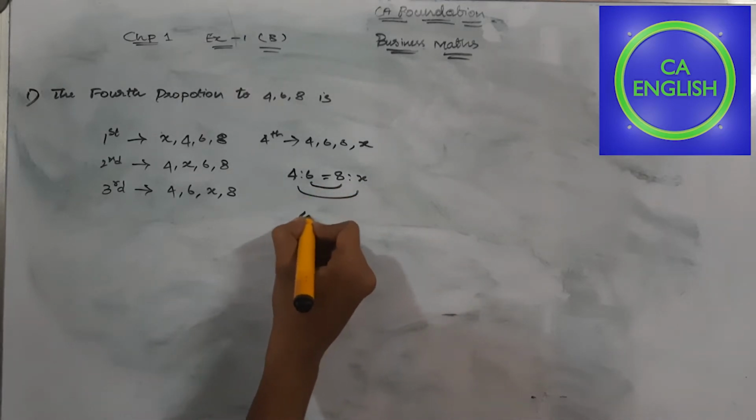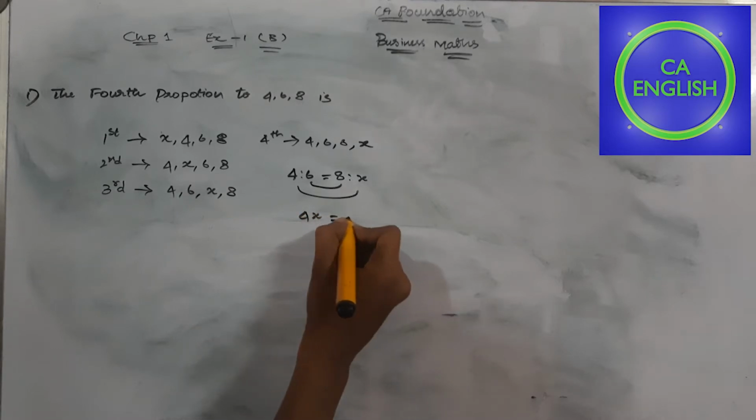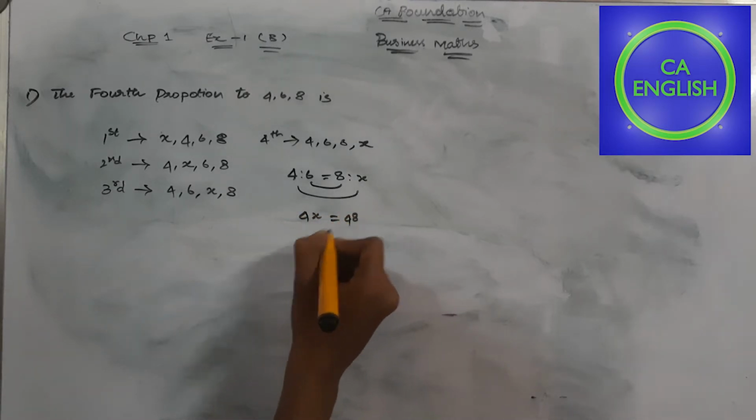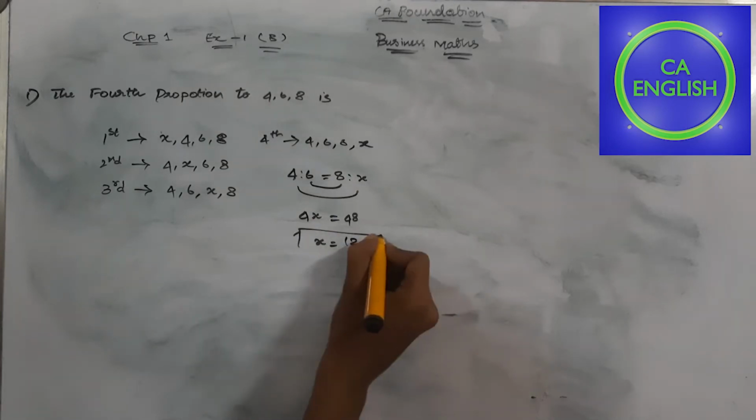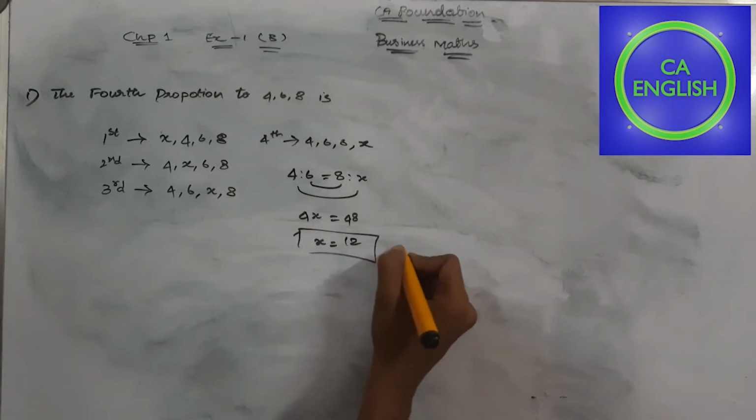If you multiply, the answer will be 4x is equal to 48. Therefore x is equal to 12. That's the answer. Easy sum. Option A.